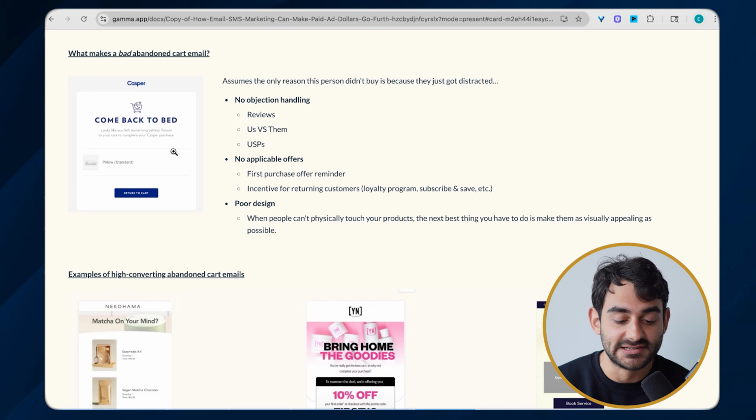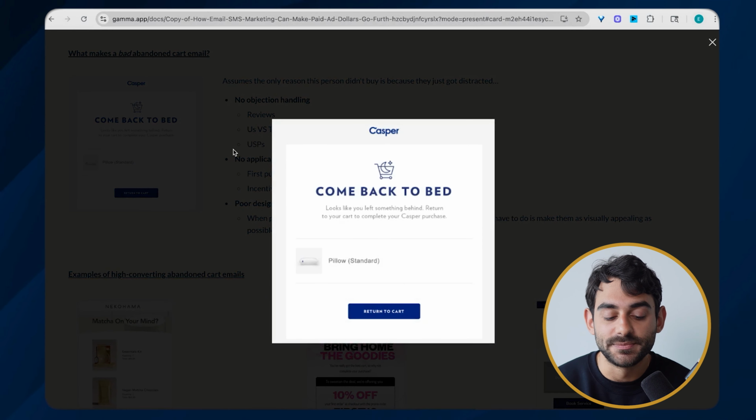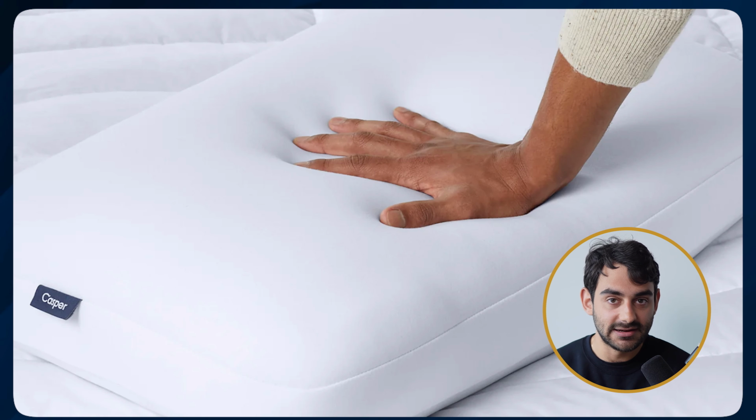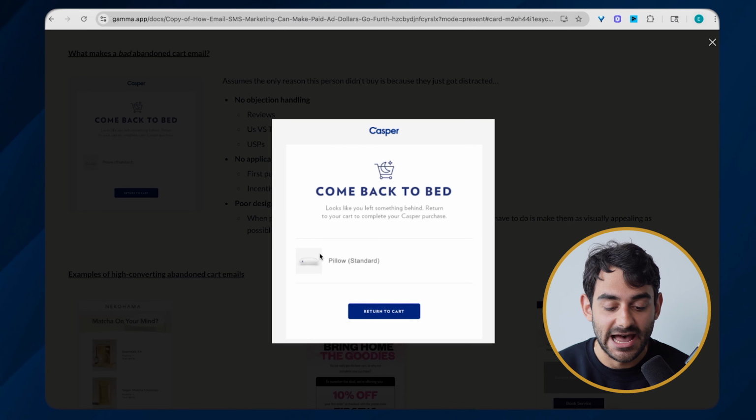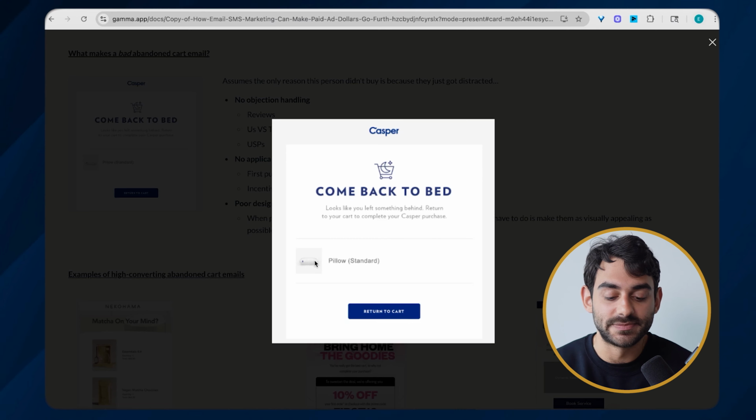And then it's just poorly designed. Like I said, design isn't the most important thing when it comes to email. But if you have a product that is high quality and it helps to touch it and see it in person, you really want to make sure you're presenting that product in your abandonment flows in the best light possible. If someone can't touch it, you need to be sure the visuals are as good as they can be. And if we look at this Casper email, I can barely see this pillow at this point. It's not visually appealing to me.